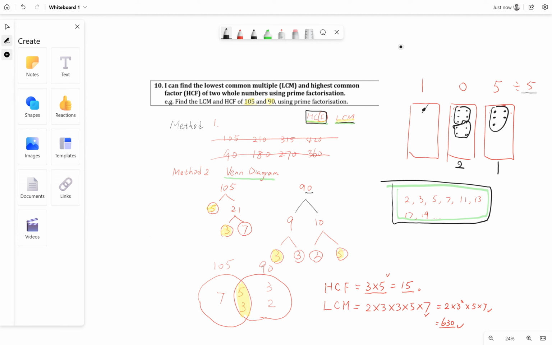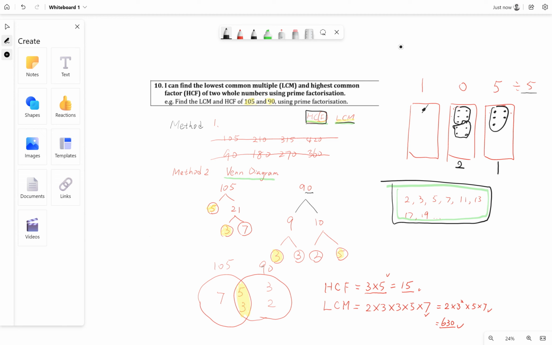The lowest common multiple, although it's called lowest, the number is actually bigger. Some of you get confused and think the lowest is the small number. No, the lowest common multiple is actually a bigger number, because it is a number that both 90 and 105 can go into. So the number will be fairly big. It's bigger than 90 and 105.